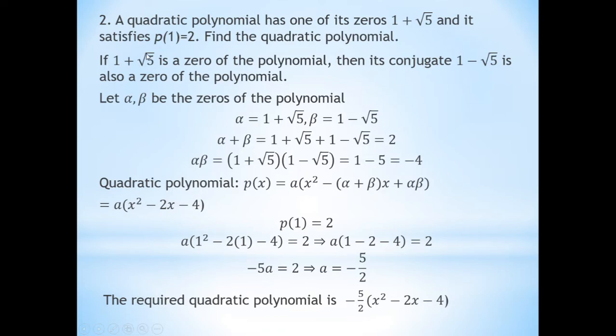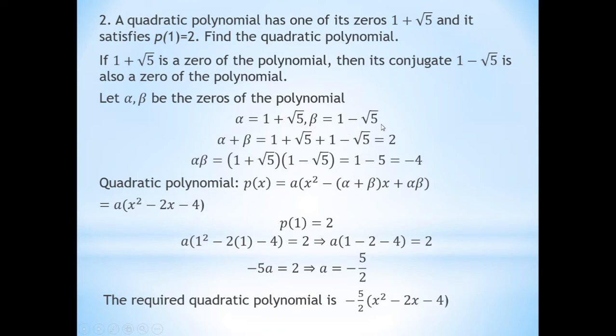Can you understand? Just take the conjugate of the root, if you have a radical root. So 1 plus root 5 is there. So the conjugate of 1 plus root 5 is what? 1 minus root 5. So this is a root, and this is also a root or 0 of the polynomial. So consider this as alpha and this as beta. So alpha and beta are the zeros of the polynomial. So alpha is equal to 1 plus root 5, beta is equal to 1 minus root 5.